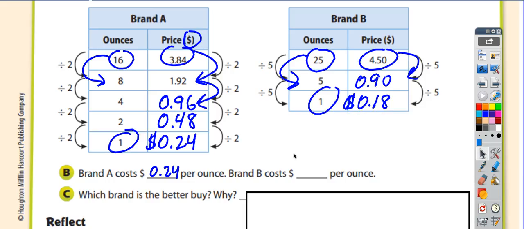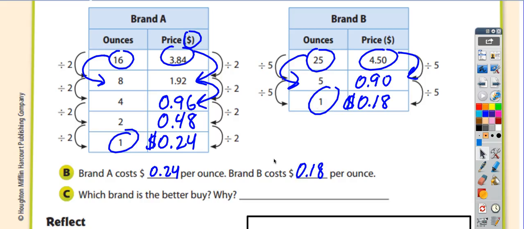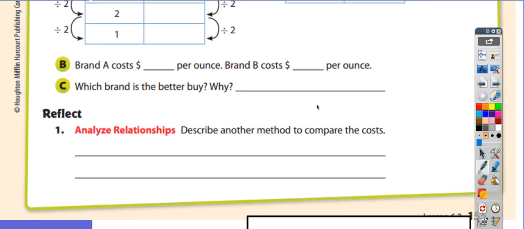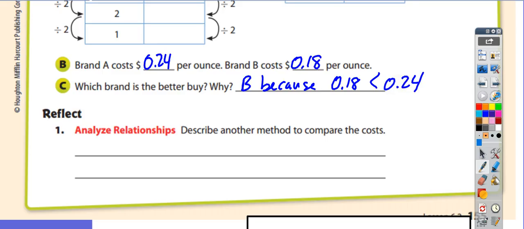So I can go down to question B. And from the left it says brand A costs 24 cents per ounce, brand B costs 18 cents per ounce. Question C says which brand is the better buy and why? Well, assuming that the quality of the brands are equal, and we're only using price to determine this answer, the better buy is brand B. And it asks why, and we can simply use a math term here. B, because 0 and 18 hundredths is less than 0 and 24 hundredths. And so it's a better price.